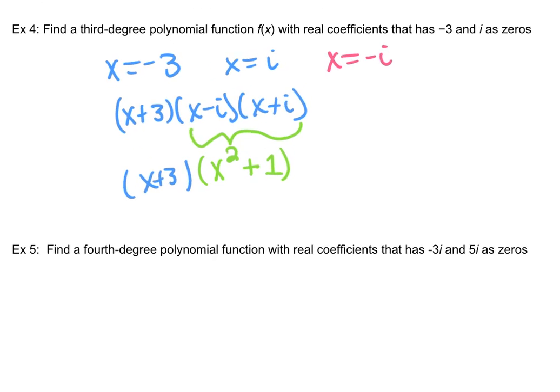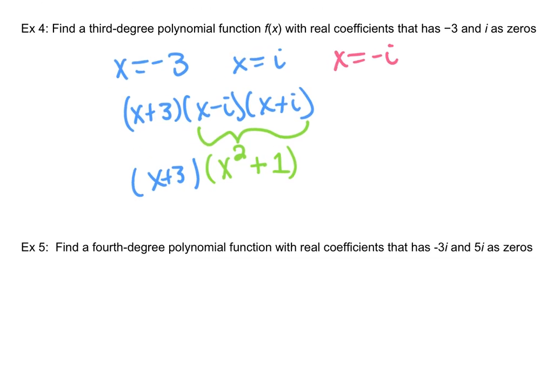Okay, so let's FOIL this out. Someone help me with that. Eden, can you help me with that? If I multiply the first terms, what am I going to get? Yep, x cubed. And then outside? Yep, plus x. And then inside? And then last, plus 3. So that's my polynomial function.